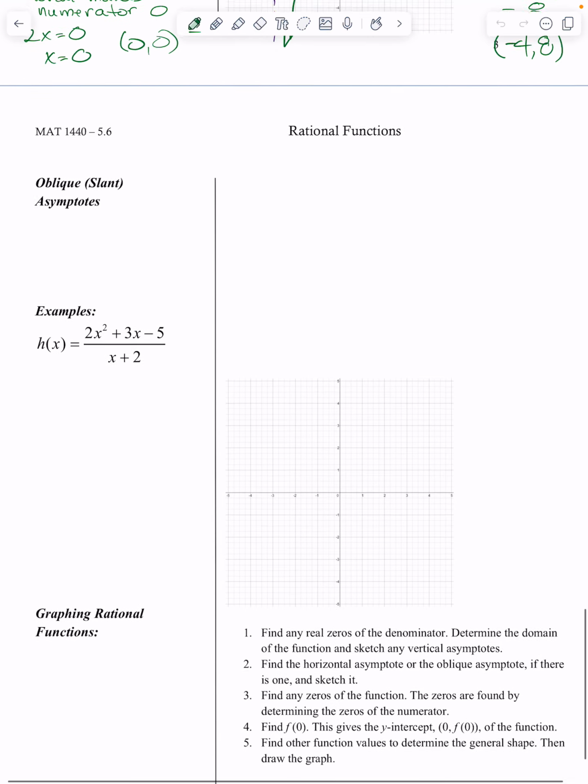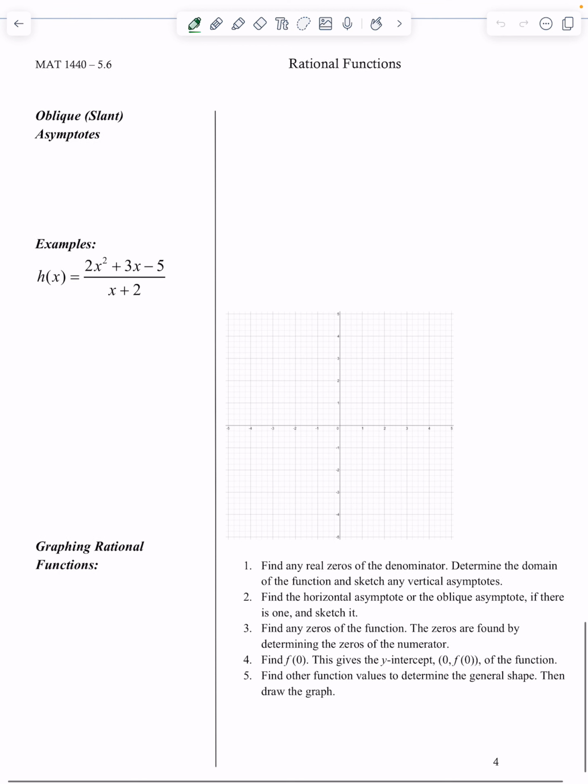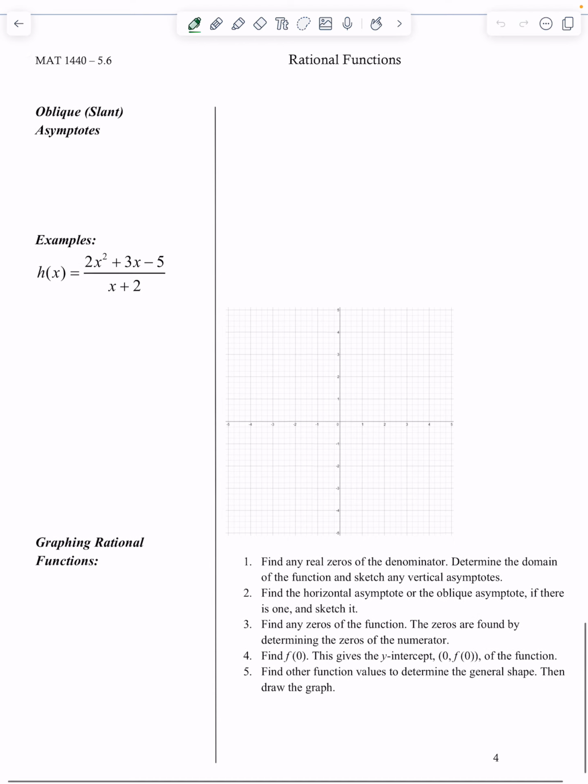Okay, here we are, the 5.6 notes, rational functions, page 4. Oblique asymptotes. I do not believe you're going to be asked to create these. I will not ask this on the first exam. No, I won't ask it on the final either. But it's kind of nice to know what's going on. So we talked about horizontal asymptotes, but here's the one case when the asymptote will not be horizontal.